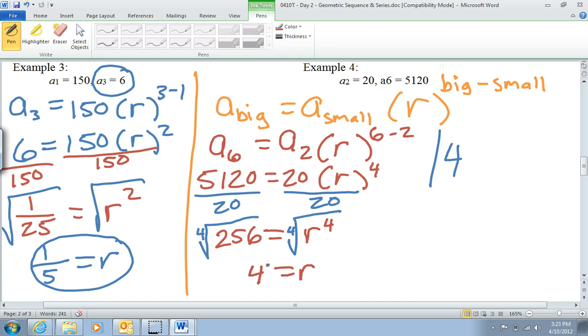Graham, what are the two things I need to find whenever I'm finding a geometric equation? Be ready. You know r. It's close. A1. R and A1 are the two things I need. Well, check it out. I have R right here. It's 4. Do I have A1 somewhere? No, I still need that. So I found R. Now I need to find A1 because those are the two things I need. How do I find A1?